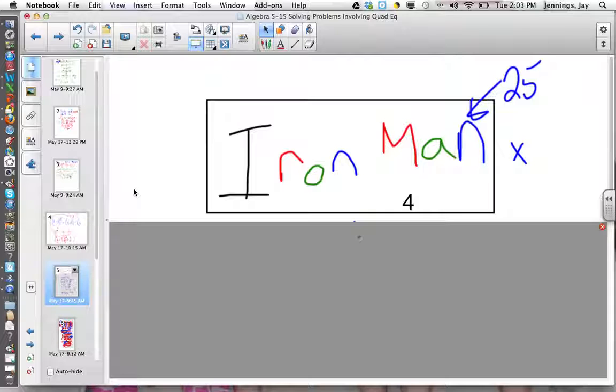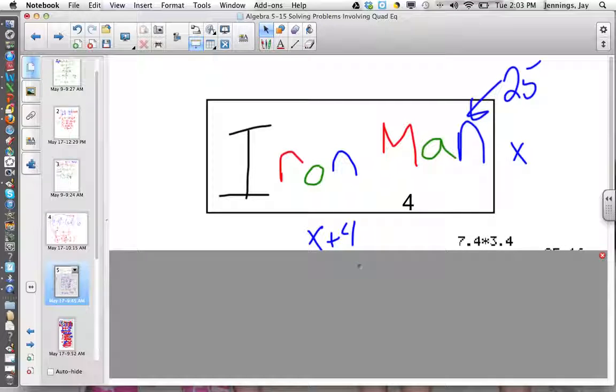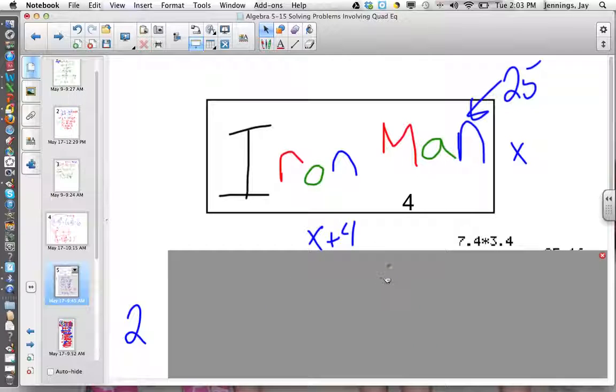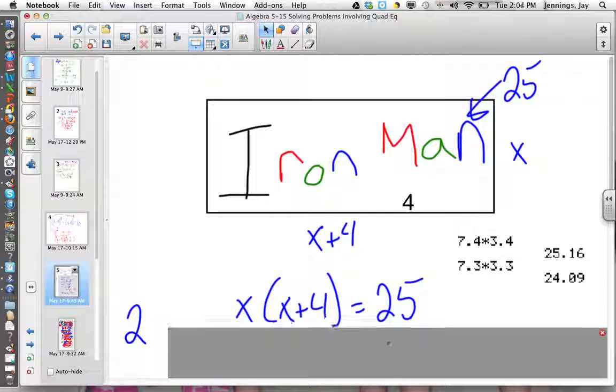So we also remember back to our time doing area formulas, area word problems. So we're going to take x, and then this side down here is x plus 4. So we multiply them and set it equal to 25. Okay. So then we multiply, and we get x squared plus 4x equals 25.